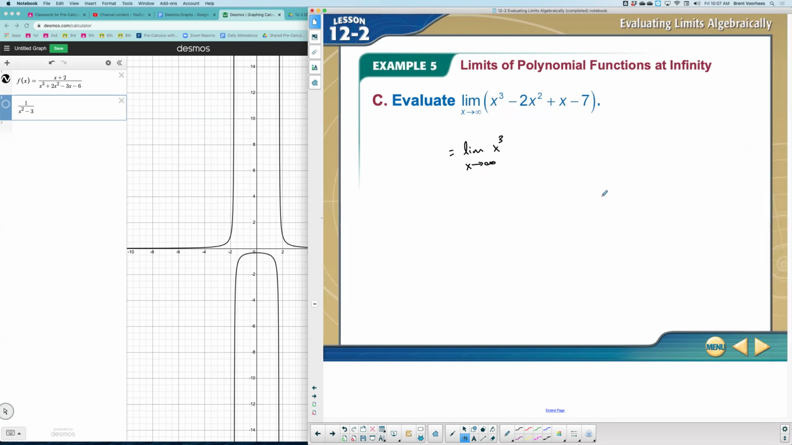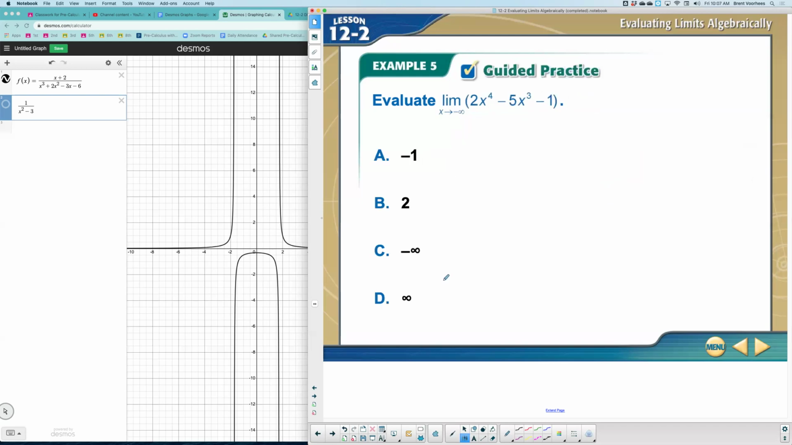So again, I'm looking at a graph that looks like an S curve. And as I travel right forever, the graph increases without bound. So the answer here would be infinity. That would be our answer to this graph here, or to this limit. And so now here's one for you to try. Pause the video if you need more time.